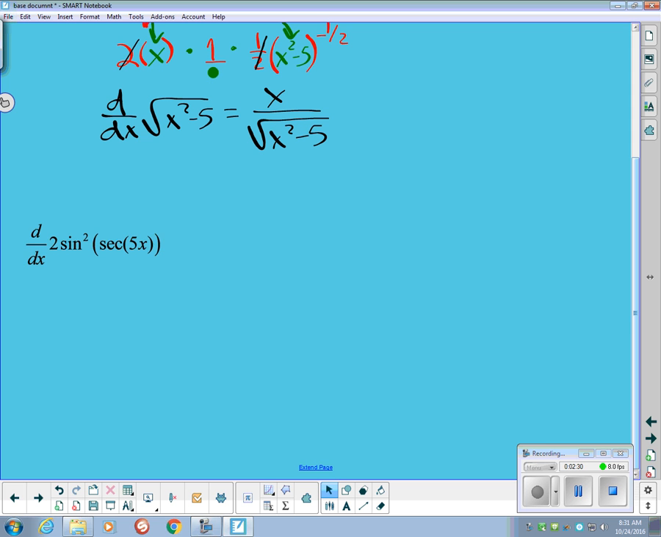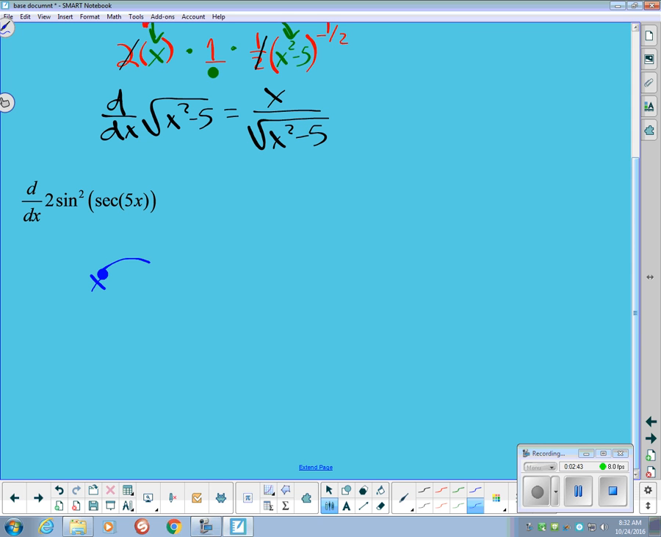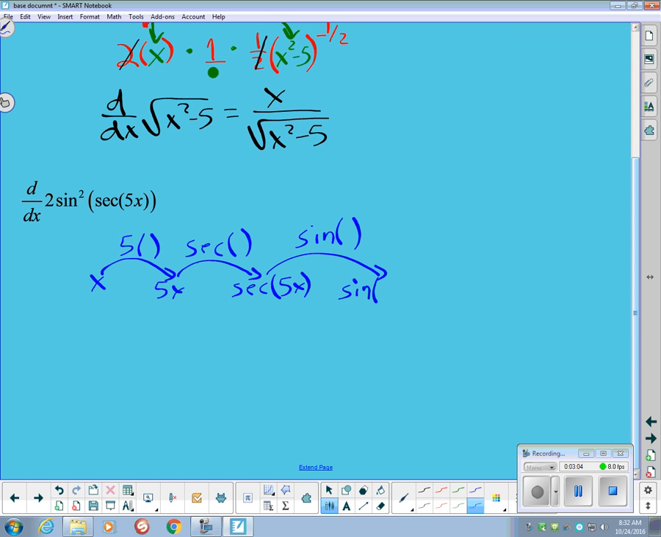Let's see if we can muck that up a little bit with something a little more complicated. We start again by making the arrow diagram. So we start with the x, and we have to multiply that by 5 to get a 5x. That 5x then goes into the secant function to give us a secant of 5x, which then goes into the sine function to give us the sine of the secant of 5x.